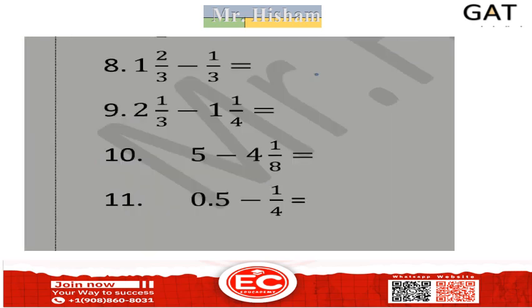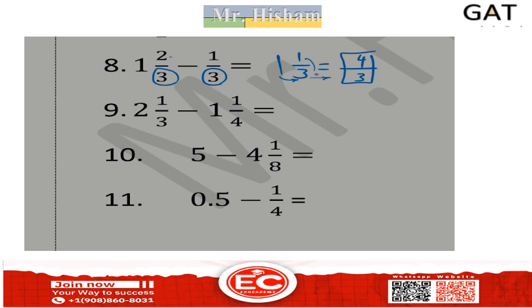1 and 2/3 minus 1 over 3. I have the same denominator, so 2 minus 1 is 1, and I have 1. So it's 1 and a third. If you want to write it as an improper fraction, you put down the 3, 1 by 3 is 3 plus 1 is 4, so it's 4 over 3.